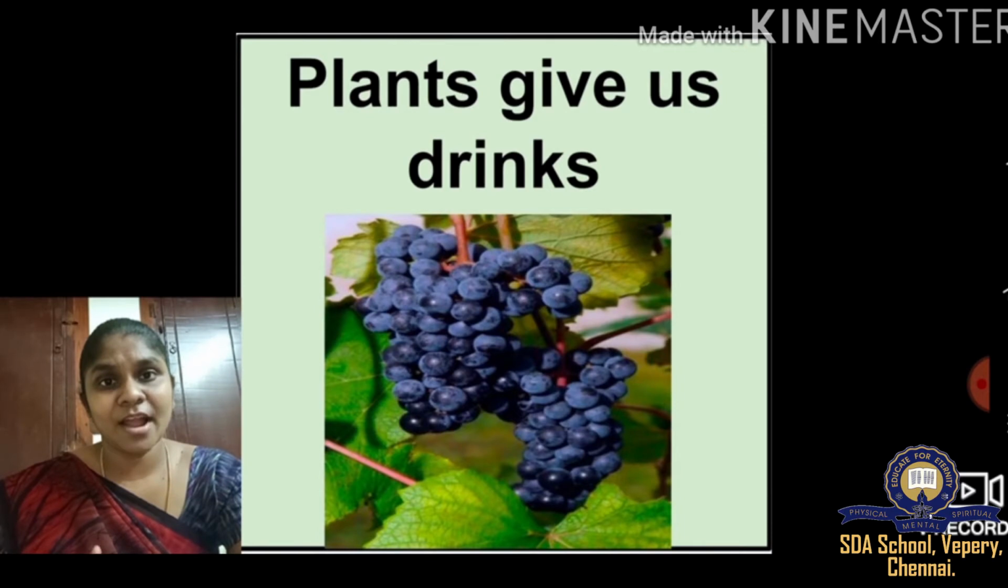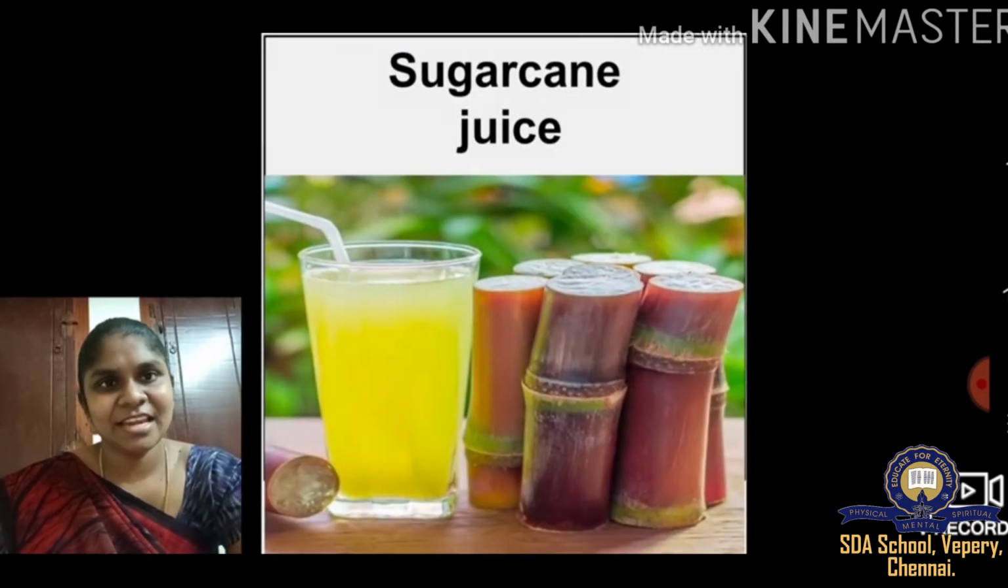Plants give us drinks. By looking at the topic itself, you would have come to know that we are drinking something. What? That also we are getting from the plants. You all know that we are drinking fruit juices. Those fruits also we are getting from the plants. But other than that, what else do we learn? We'll see.